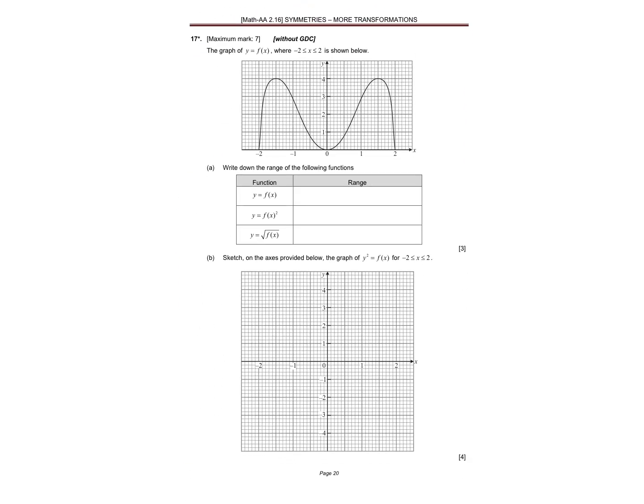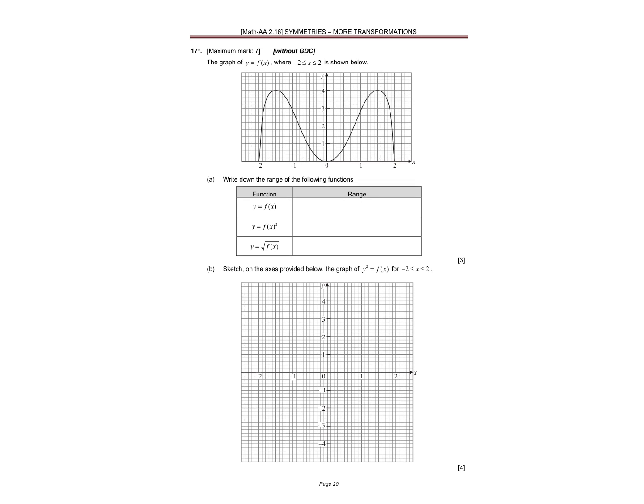Okay, 17. Here's the graph of f of x between -2 and 2. Write down the range of the following functions. So we're going to be between 0 and 4 for the y's. For y equals f of x squared, anything on the horizontal line 1 stays. So these points stay.